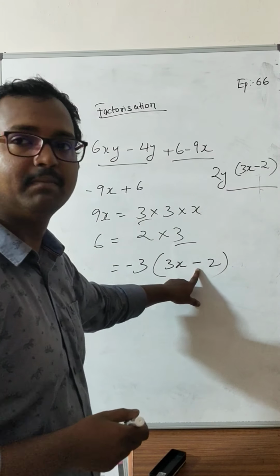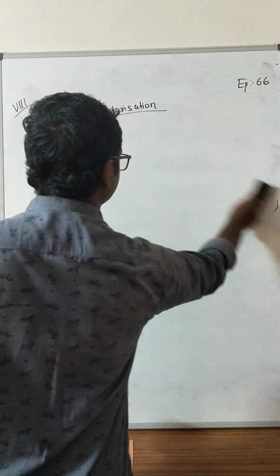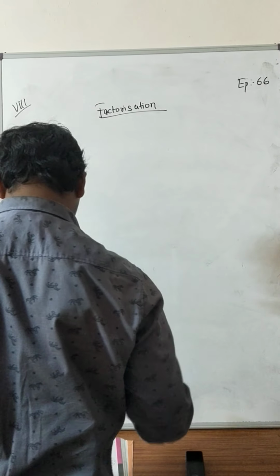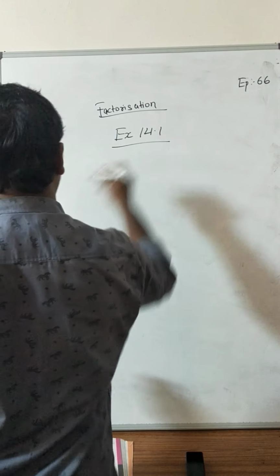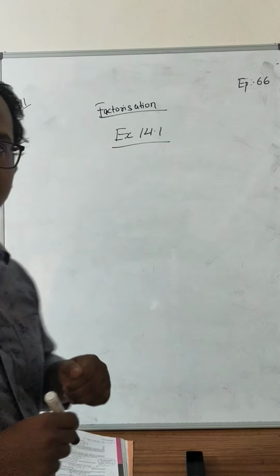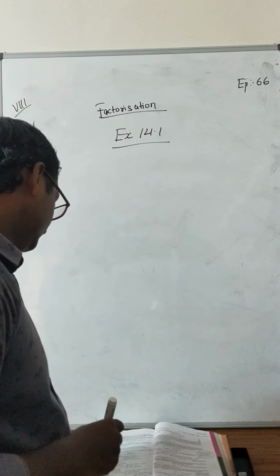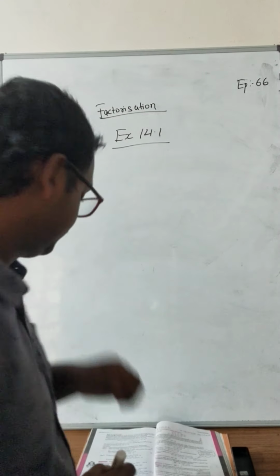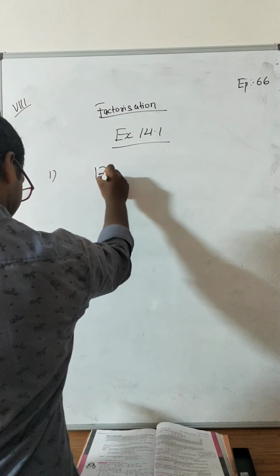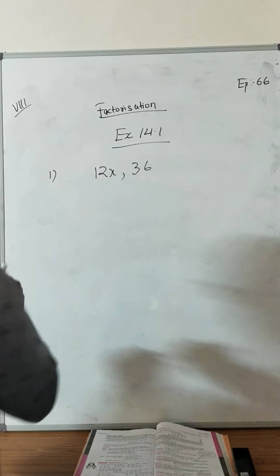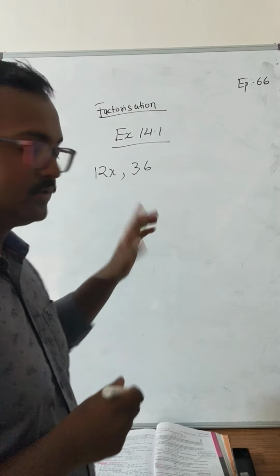So students, let us start with exercise 14.1. In exercise 14.1, the first thing is to find the common factor of the given terms. The first question is 12x and 36.